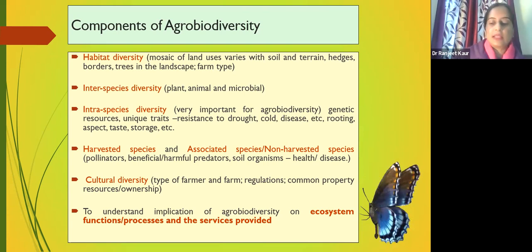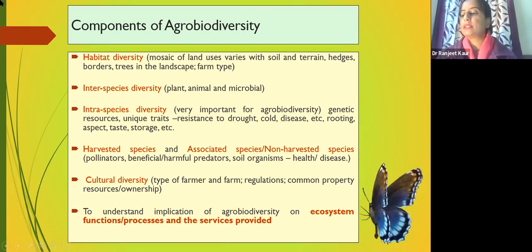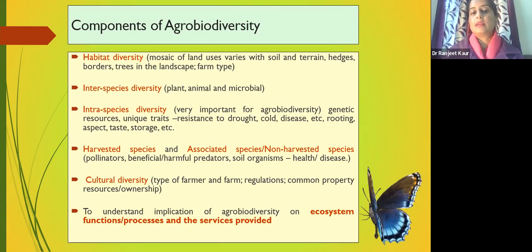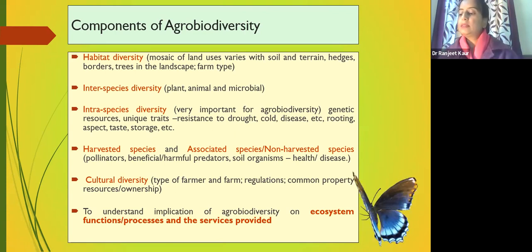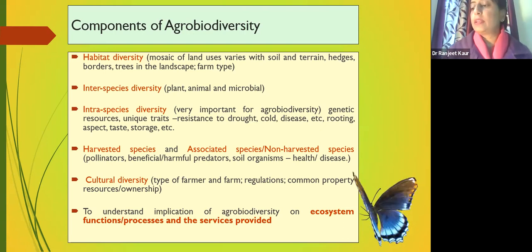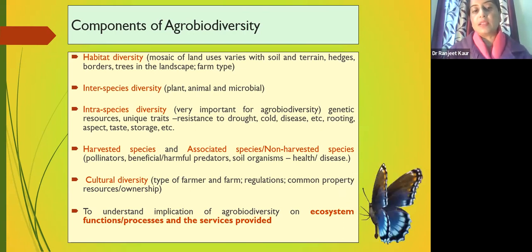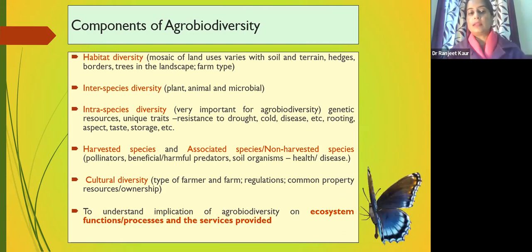Interspecific, then we come to interspecific. That means community of different species: community of different plant species, community of different animal species, community of different microbial species. The key factor they play in agrobiodiversity is that they govern the community function as well as the stability of the community. Intraspecific diversity is also very important for agrobiodiversity.